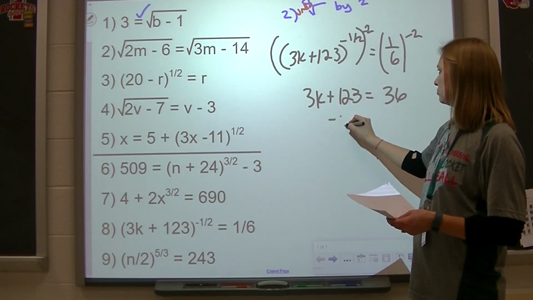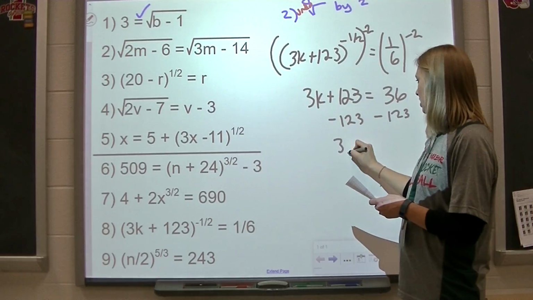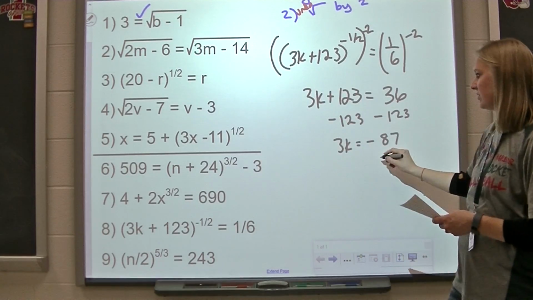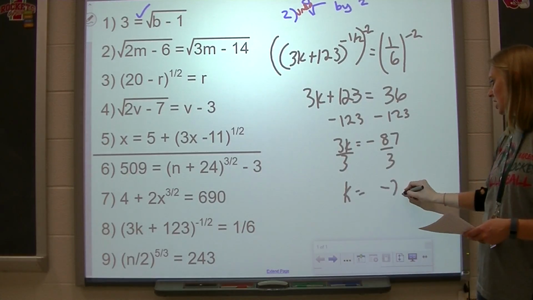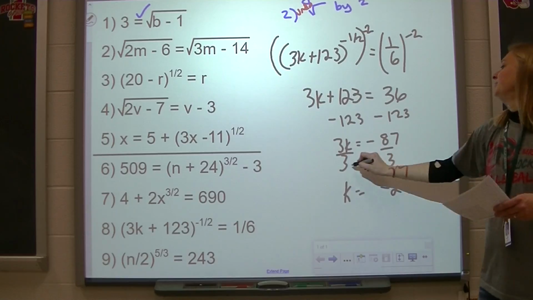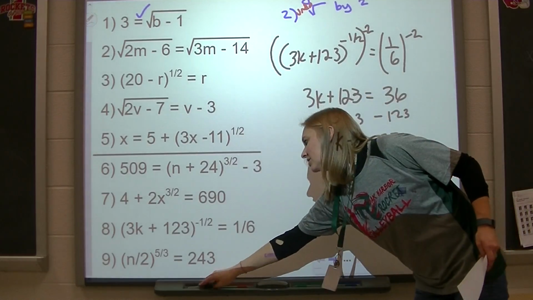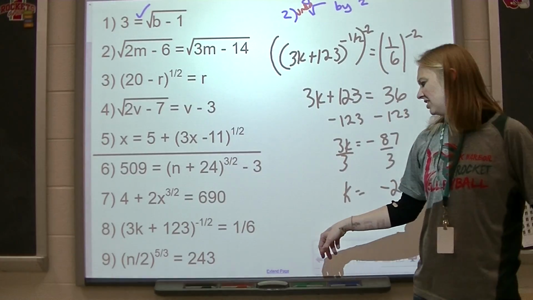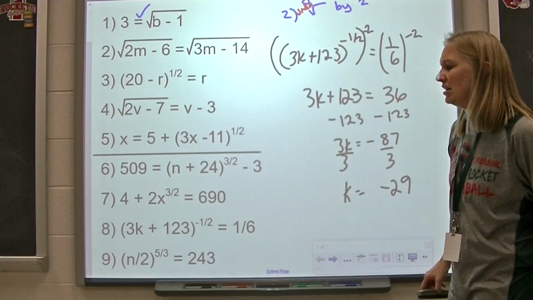And then we can subtract the 123, and we'll get 3k equals negative 87, divided by 3, and we'll get k equals negative 29. So there's your solution. You can check it, but it will check out to be 1/6, or whatever that is, 0.17 repeating.